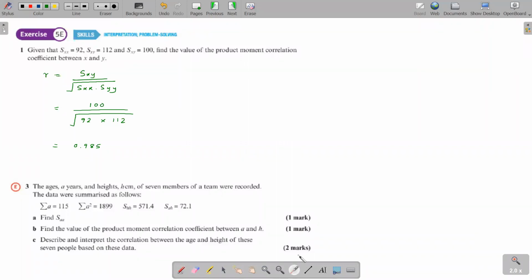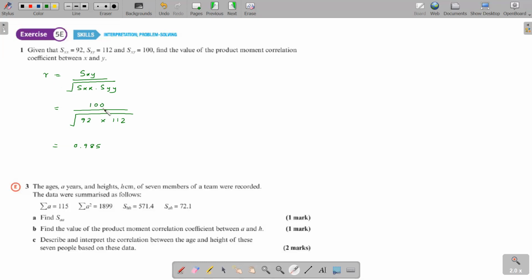All right, so we'll move on to some questions now to practice with the equation. So question number 1, given that SXX is 92, SYY is 112, and SXY is 100, find the value of the product moment correlation coefficient between X and Y. So guys, they have given you all the three variables. All you have to do is just take those values and substitute them into this equation, and that's it. So SXY over root SXX into SYY. This is the value of your R or the PMCC.